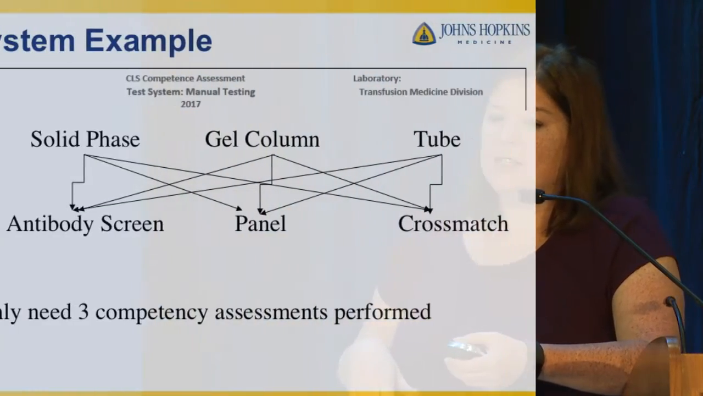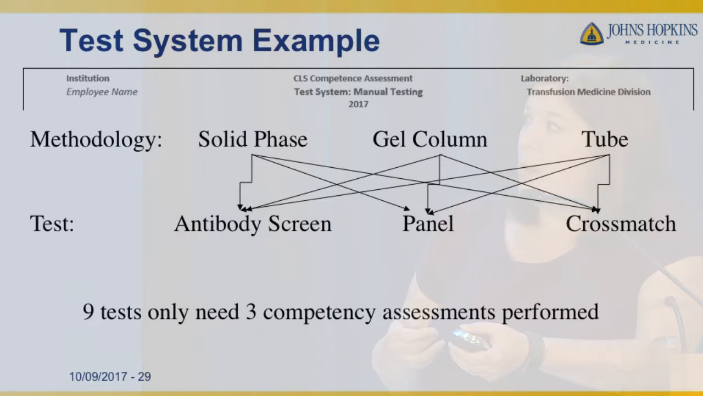All right, so this is just an example when I talk about grouping things. In our laboratory, we do have solid phase, we have gel column, and we have tube methods. And just for an example, we're going to say that we do antibody screens, panels, and cross matches. Well, the nice thing is I don't have to do all of these by every single method. So I can decide, I want to do my antibody screen by solid phase, I want to do a panel by gel, and I want to do my cross matches by tube. And so, okay, that hits all of my methods and all of my tests.